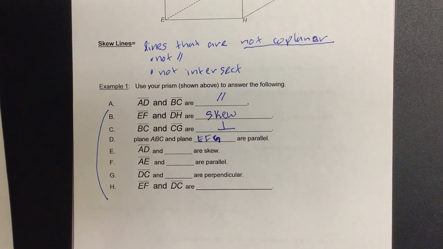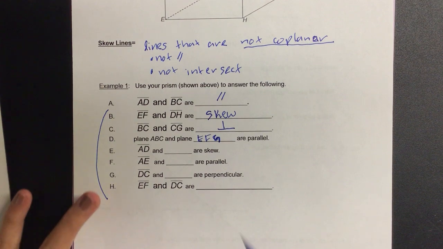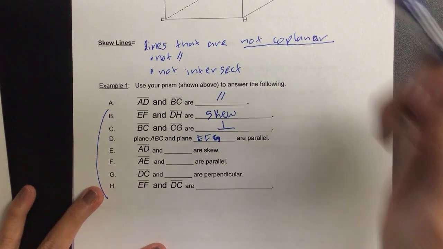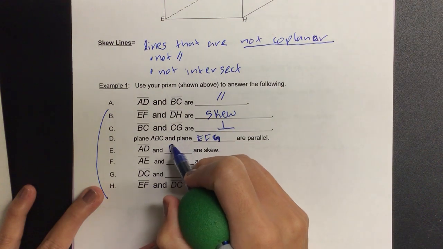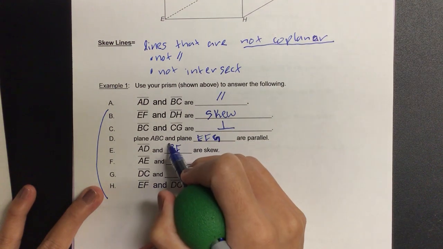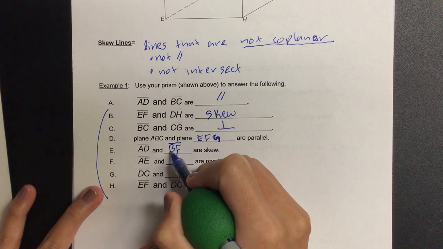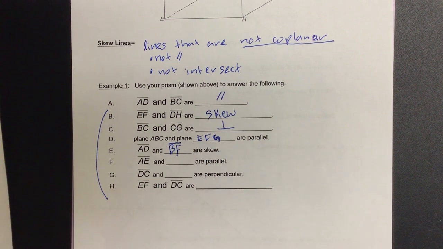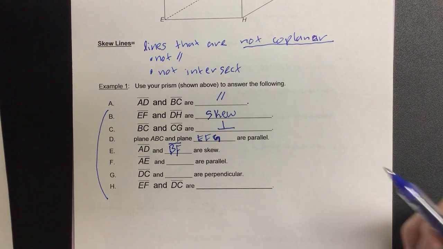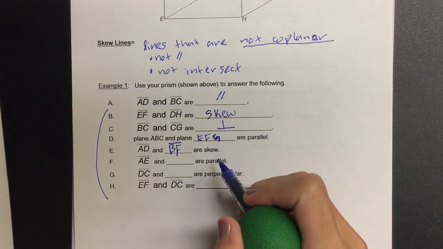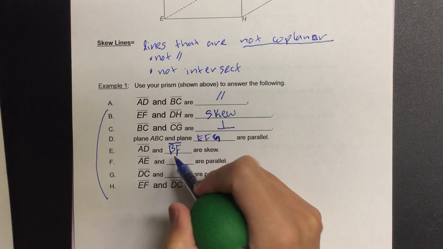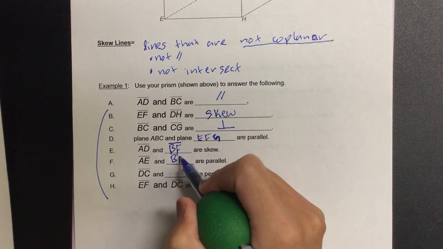All right. Aubrey, what about AD and blank are skew? BF. So here's AD, and you gave me BF. Does that mean that is the only one? No, if you have a different one, do not erase it. Okay, Jackie, AE and blank are parallel. BF. And again, that's not the only one.